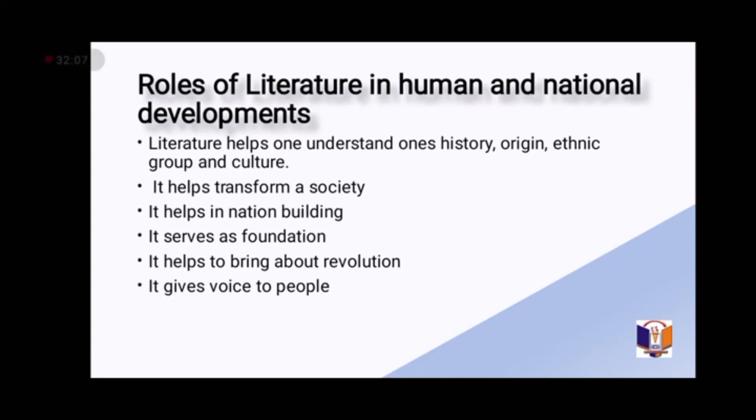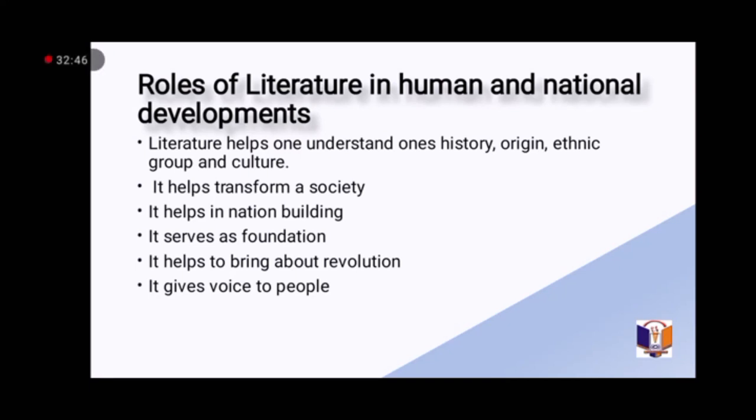Then it helps in nation building, in the sense that whatever you get from reading novels, from listening to news, from reading any literary work, anything written at all, will help you to improve in building your own nation. People in the diaspora usually learn from wherever they are and come home to implement what they have learned. They bring it down to their own country to develop it.